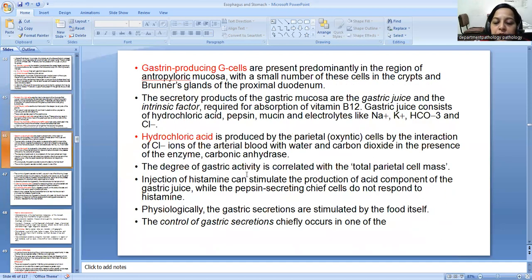Now the gastrin producing G cells are present predominantly in the region of the antropyloric mucosa, with a small number of these cells in the crypts and Brunner's glands of the proximal duodenum. Secretory products of the gastric mucosa are the gastric juice and the intrinsic factor required for absorption of vitamin B12. Gastric juice consists of HCl, pepsin, mucin, and electrolytes.